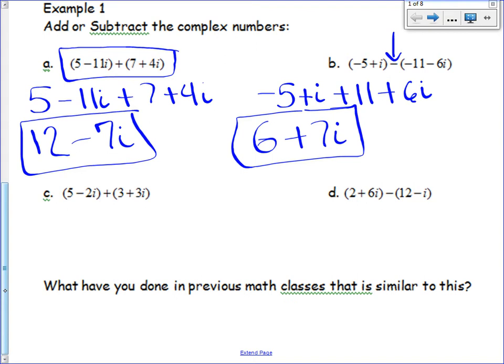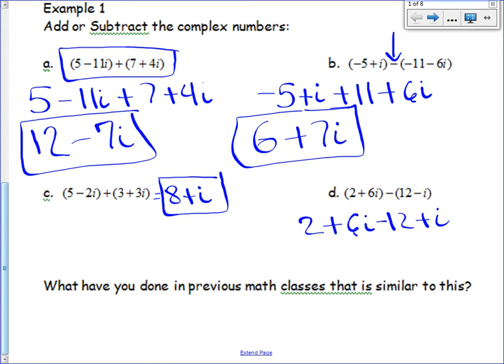All right, let's look at the next one. I, but the 1 is insignificant, so it's not necessary to write it. D, again, has a subtraction, so when we get rid of the parentheses, it's going to be 2 plus 6i minus 12 plus i. So 2 minus 12, that gives you negative 10. 6i plus i, that gives you 7i.